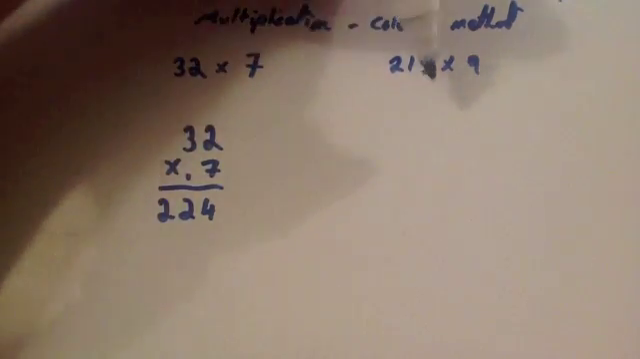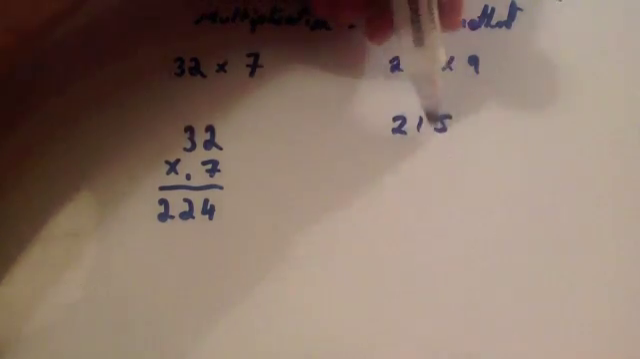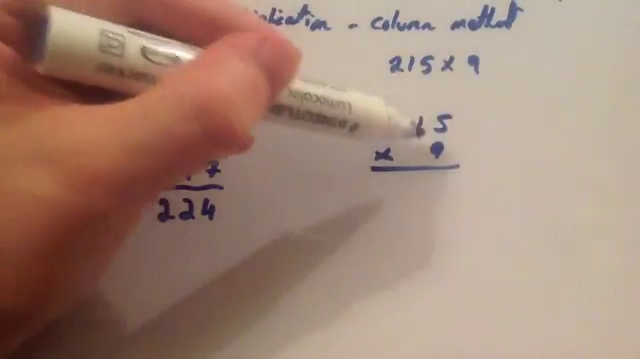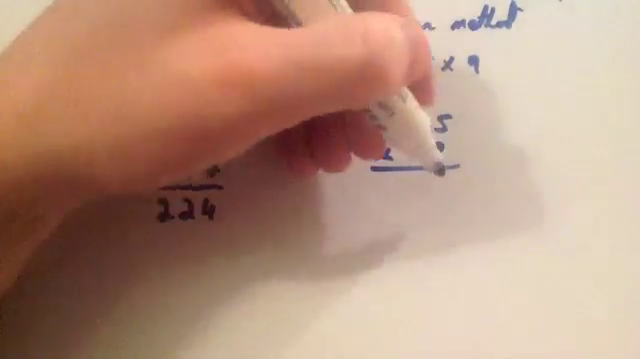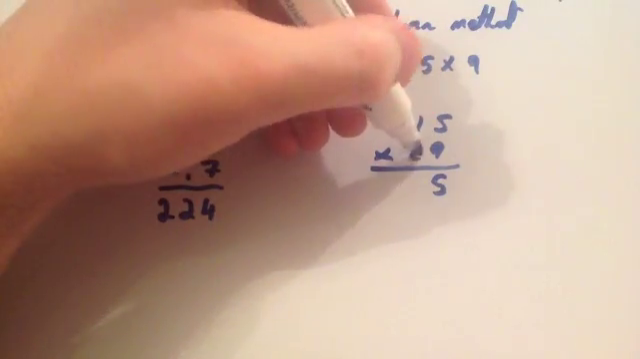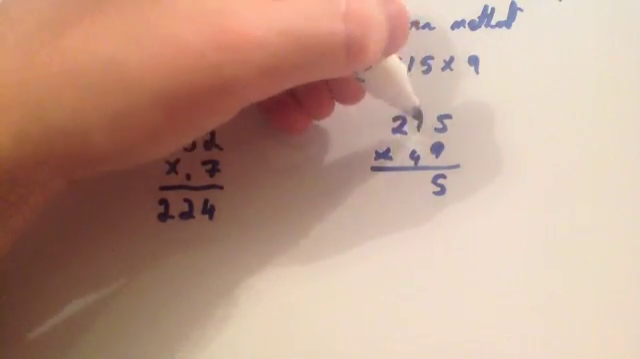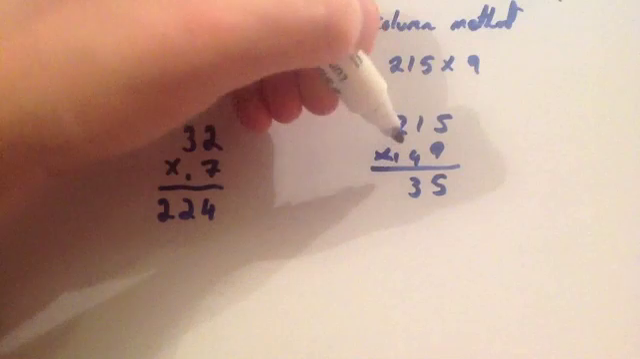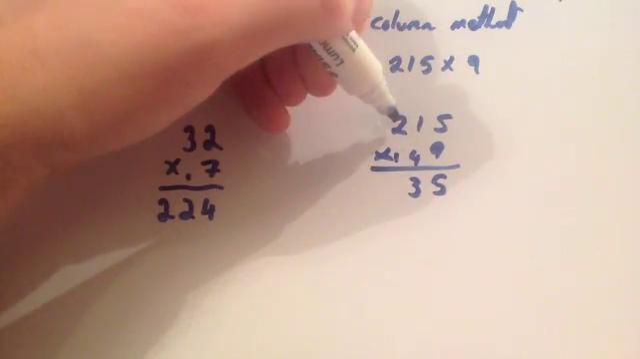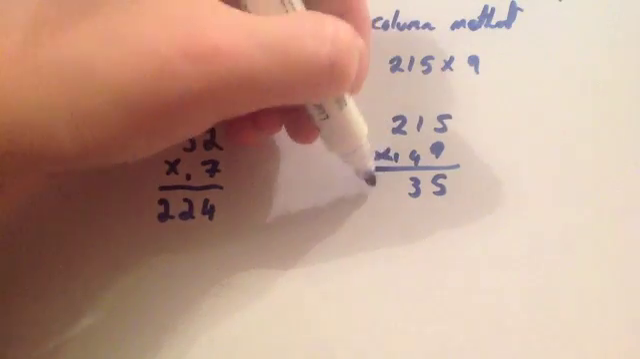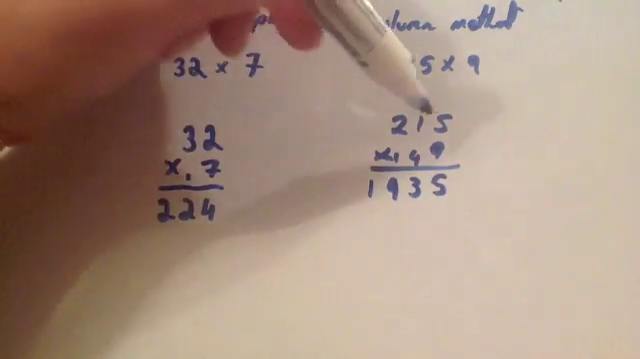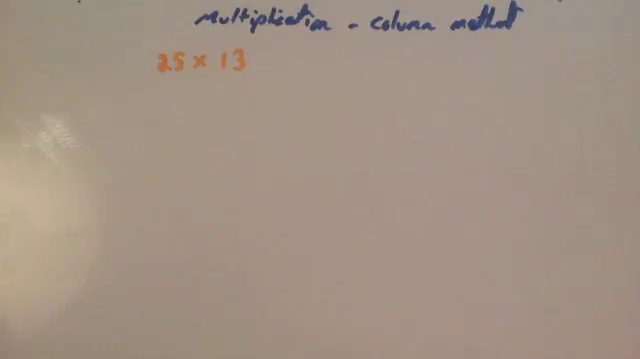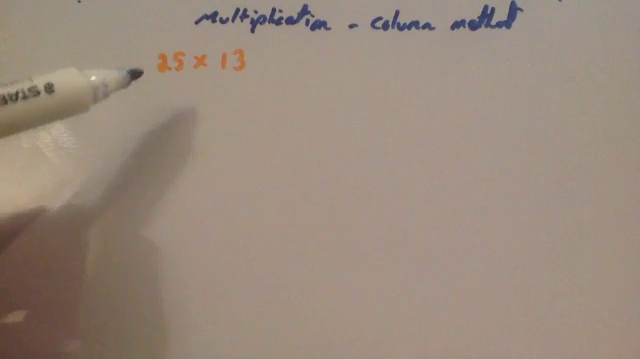Let's look at 215 multiplied by 9. So again, you set up your column method, or your column. So 215 multiplied by 9. So, 9 times 5 is 45, so you put the 5 down, and you carry over the 4 from the 45. 9 times 1 is 9, plus 4 is 13, so put the 3 down, carry the 1. 9 times 2 is 18, plus 1 is 19, so you put 19 down, so 215 multiplied by 9 is 1,935.